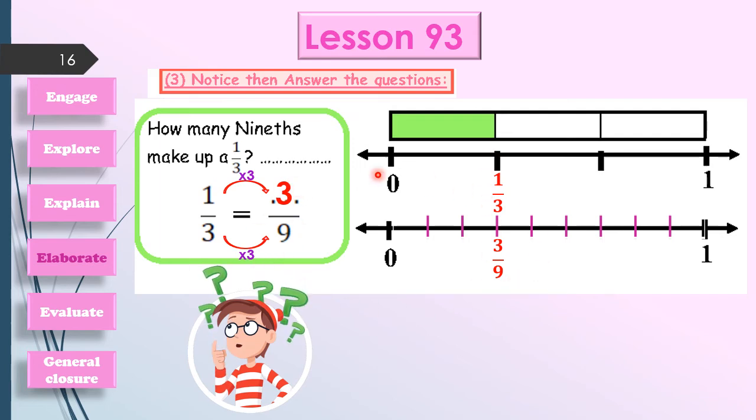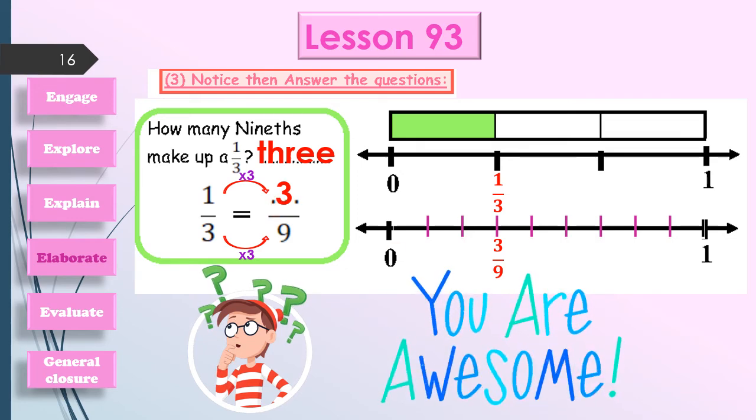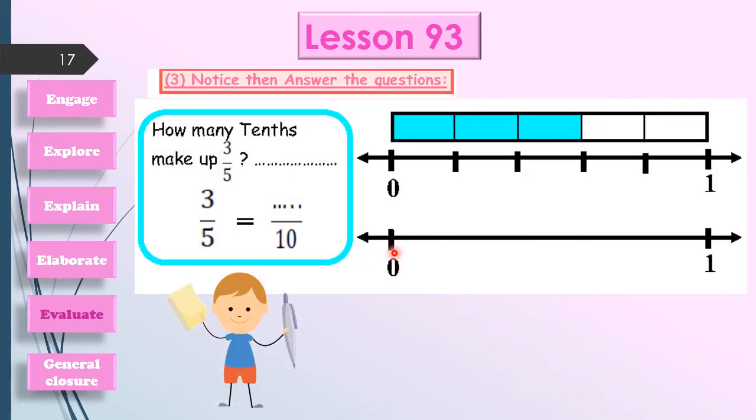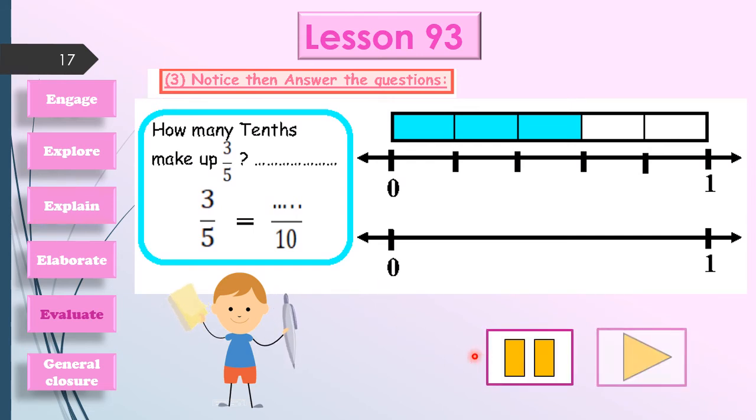Then mentally and mathematically, a third equals 3 9s. Then how many 9s make up a third? It will be 3 9s. Excellent. You are awesome. Let's go to evaluate our work. Just press pause, then press play to listen to our explanation.